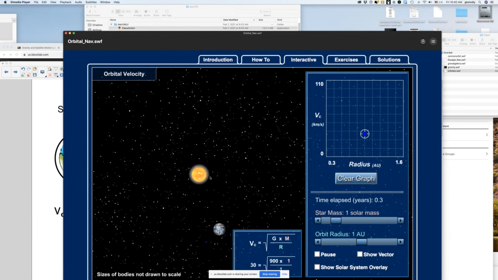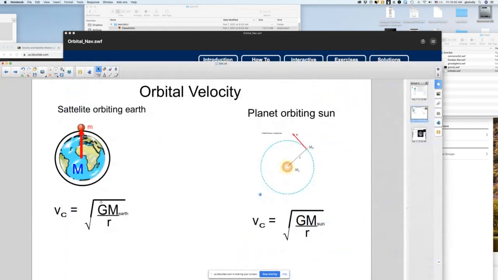What would happen if we changed the sun's mass? For example, what if we made it bigger? If you look at the formula here and the formula over here, what if we made the mass bigger over here?